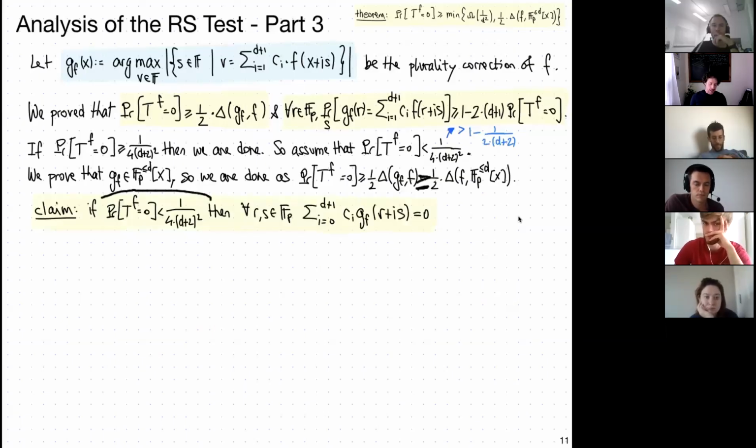It says that if we have this condition, if the rejection probability is not too much, if we don't have too many violations, then what will happen is this condition will always hold. And if the condition always holds, then by the characterization, this is a function of low degree.